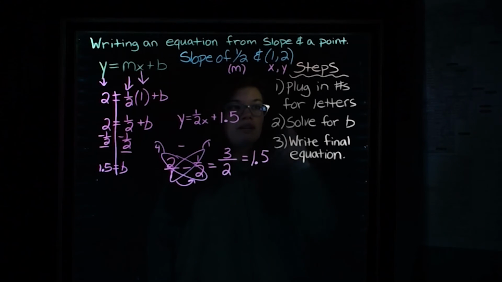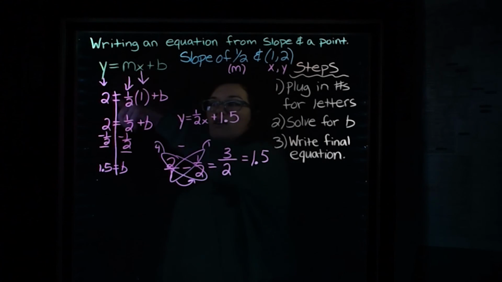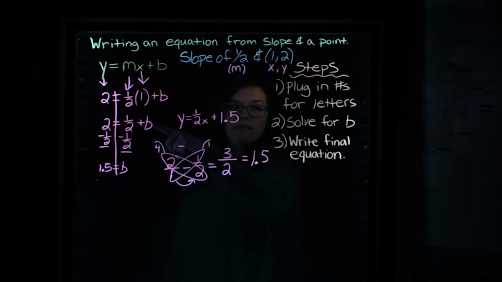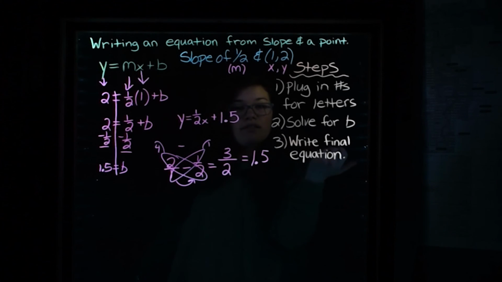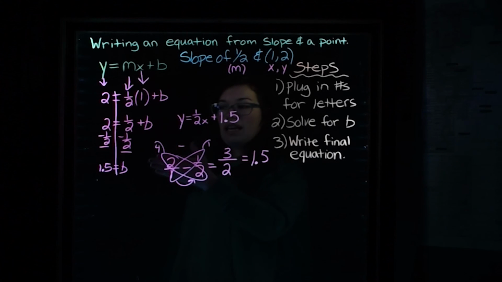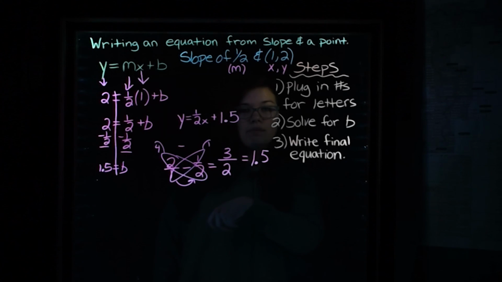So a quick reminder, plug in your numbers for letters. I like to label my numbers so I know exactly where to plug them in. Then you solve for whatever letter is there. For us today it was b, so I moved over by doing the opposite. I used my butterfly method to help me subtract, and then I wrote out my final equation. That's it. See you in the next video.